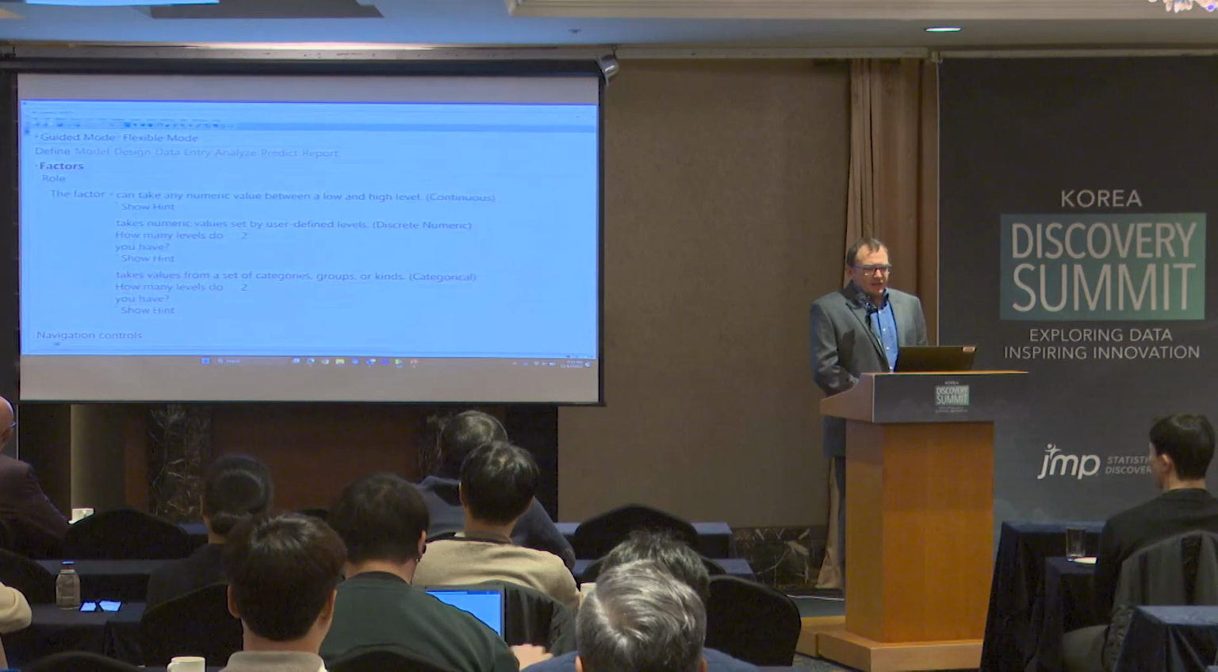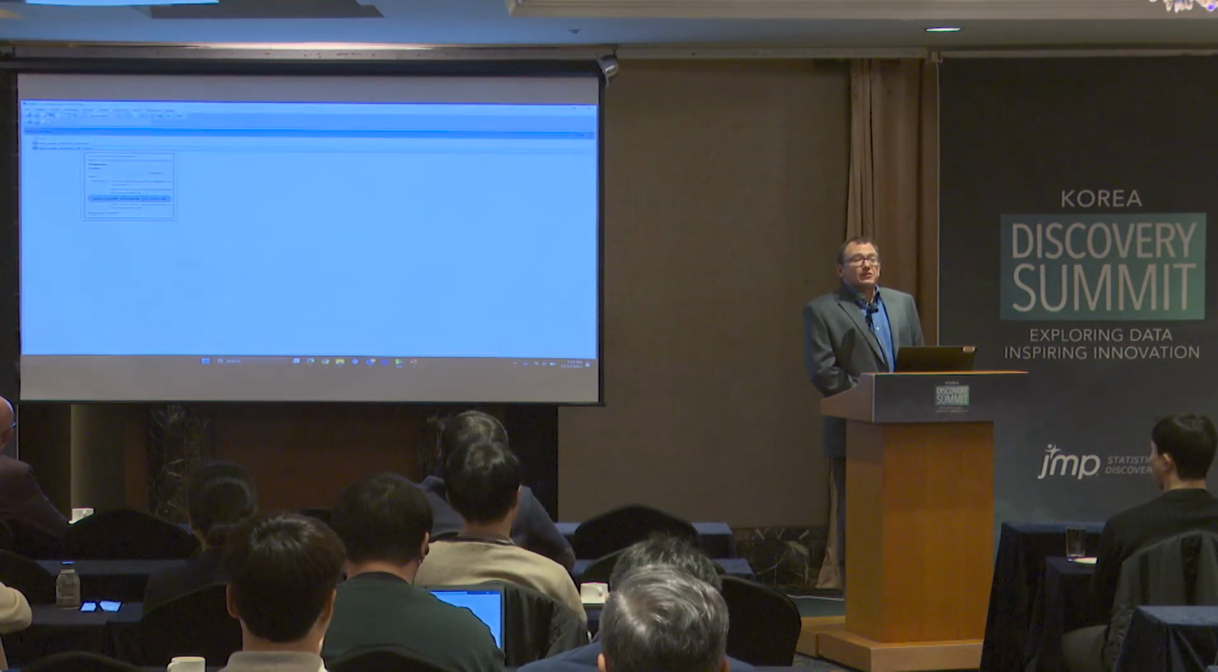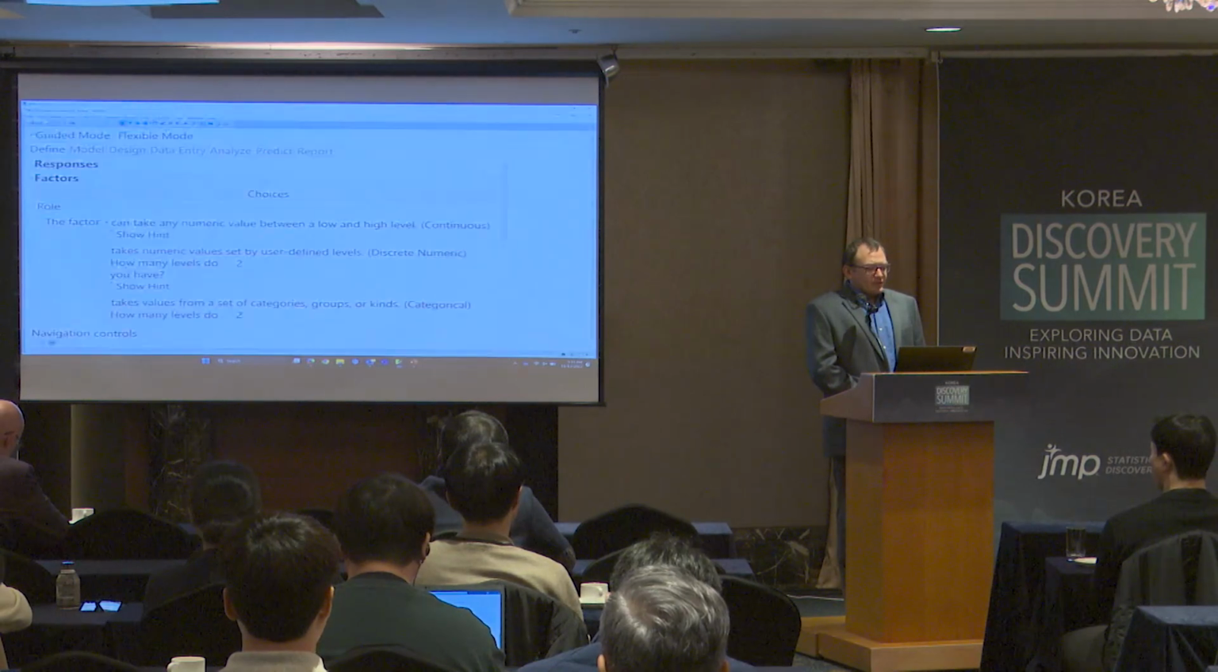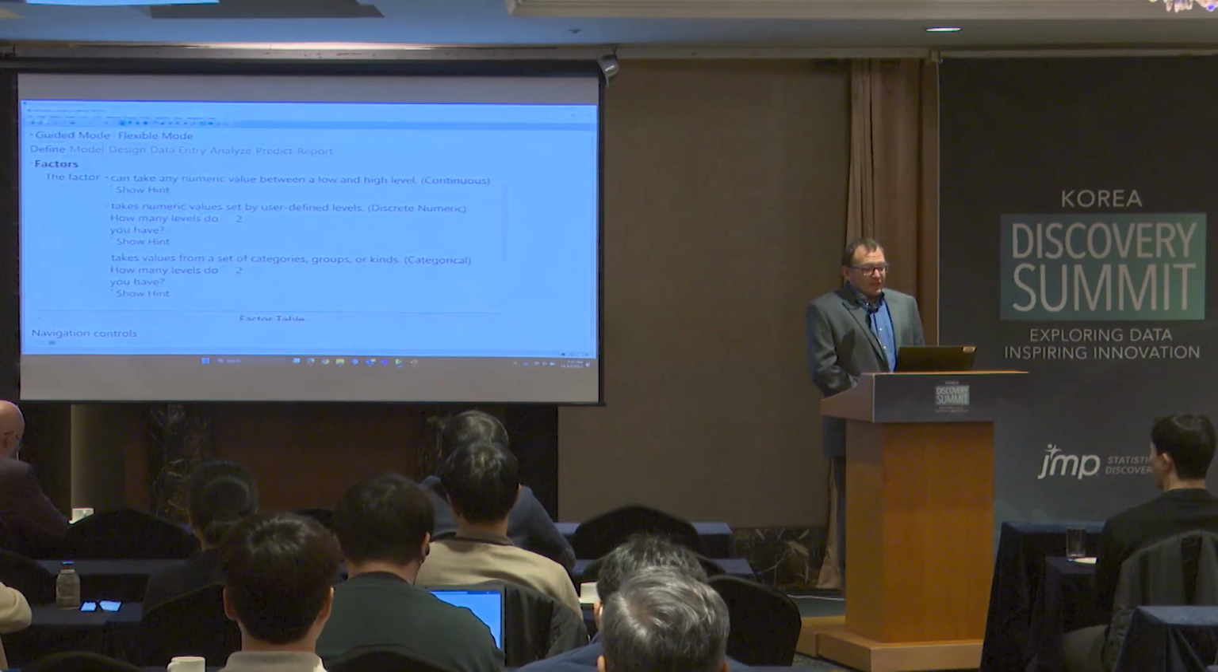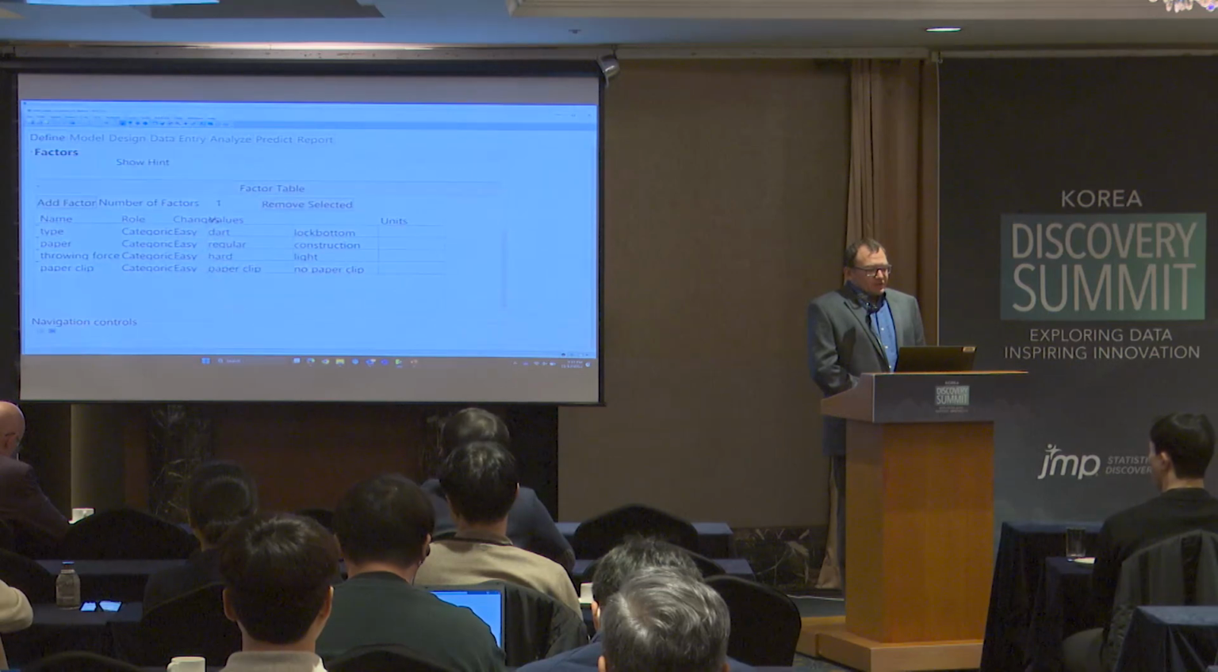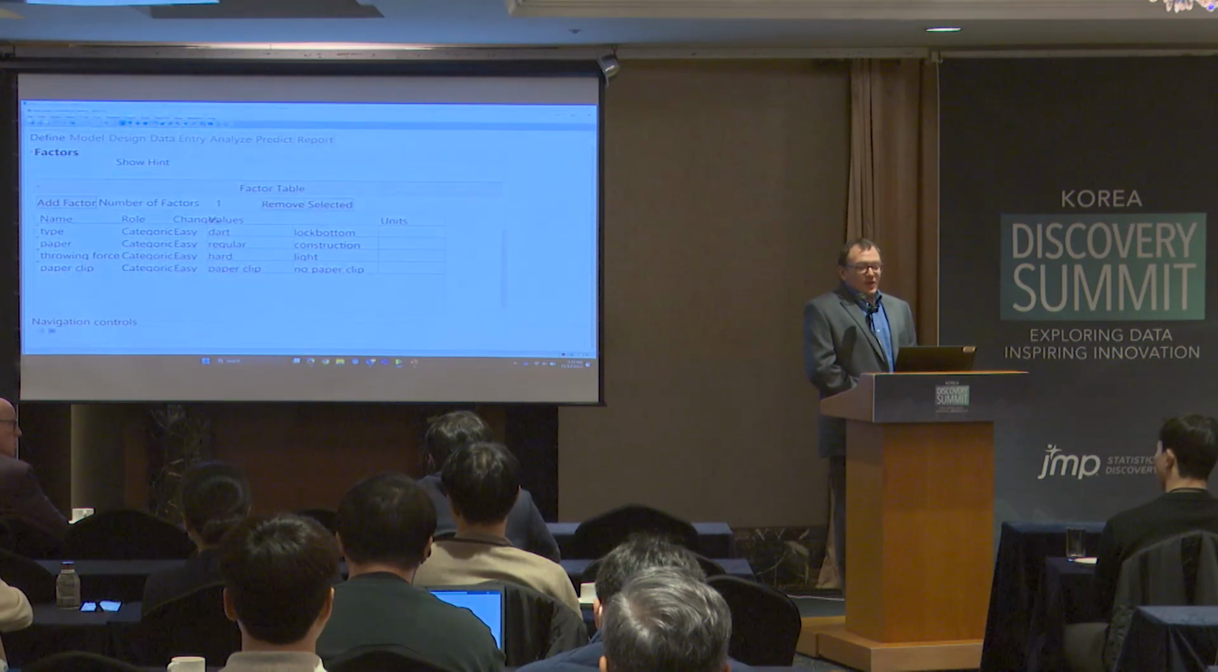But so let's go back to guided. Now, instead of entering that here, as I said, I'm able to now save in JMP 17 the JMP DOE file. So I actually have here the factors that she had chosen. Right? So I've pre-populated that ahead of time. So we have the type, the paper, throwing force, and paperclip.